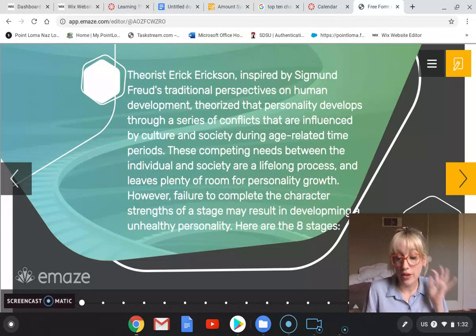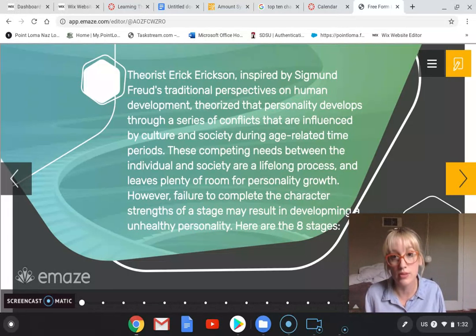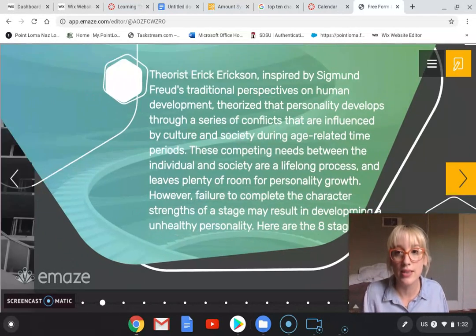So you go through these stages, but if you fail to complete these character strengths and virtues of a stage, you might be held back emotionally and develop an unhealthy personality. This is an 8-stage theory. Here are the 8 stages.